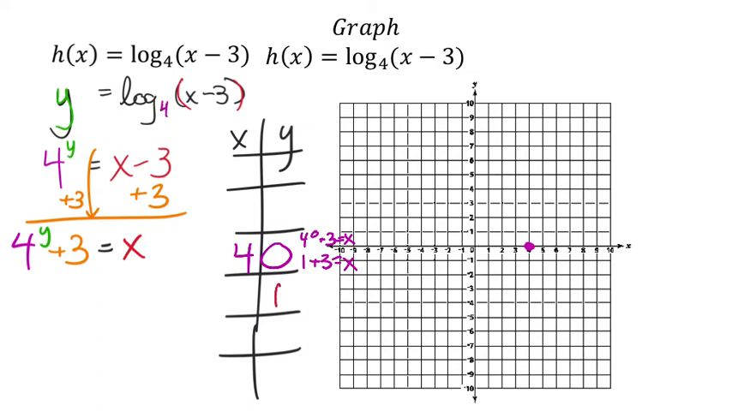Okay, let's take this up. Let's go up by 1 here. All right, so this would be 4 to the power of 1 plus 3 equals x, which again is just 4 plus 3 equals x, which is 7. So now I've got an ordered pair of 7, 1 right there.